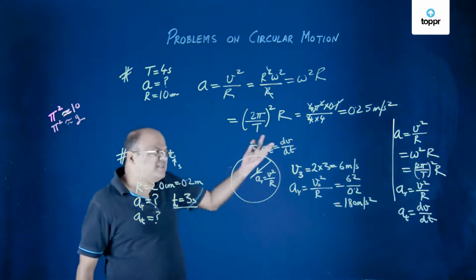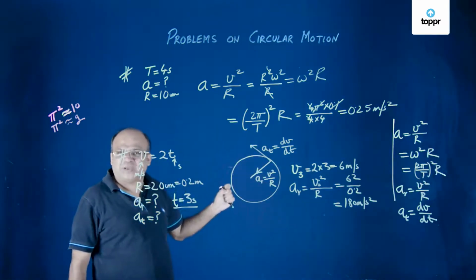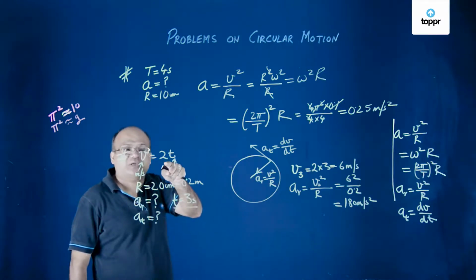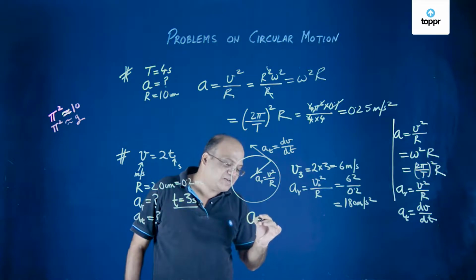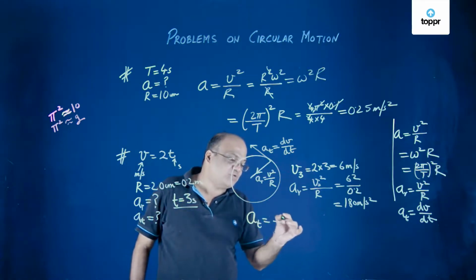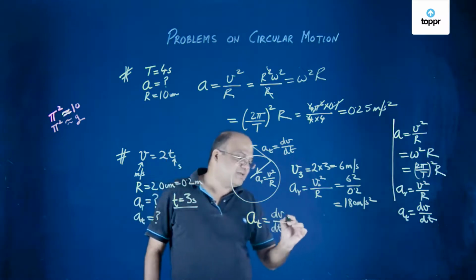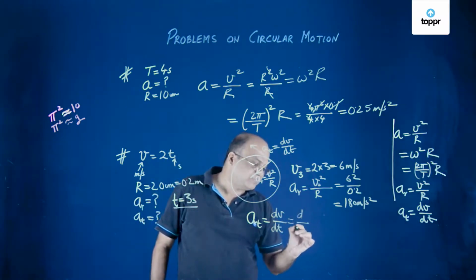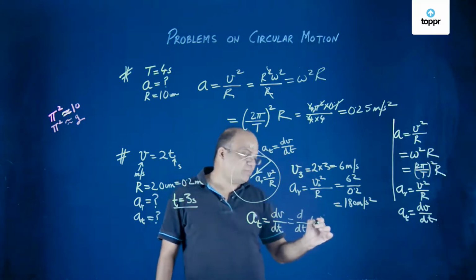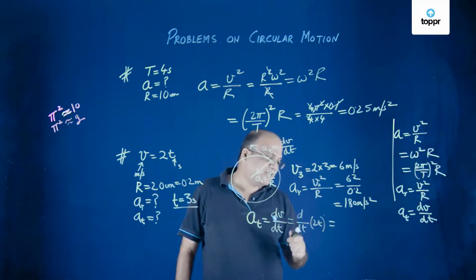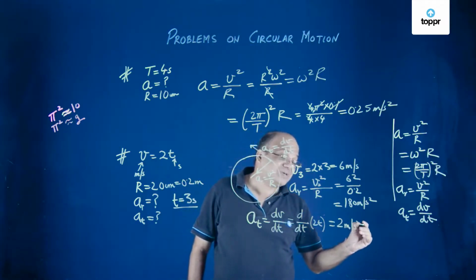Now to find the tangential acceleration. Tangential acceleration is what? Rate of change of speed. This is the speed, v equal to 2t. So therefore, the tangential acceleration a_t will be equal to dv/dt. Now to differentiate this, what will I get? d/dt of 2t, and 2 is a constant, therefore 2 will come out, and you will get dt/dt, that is 1. So answer is 2 meter per second square.